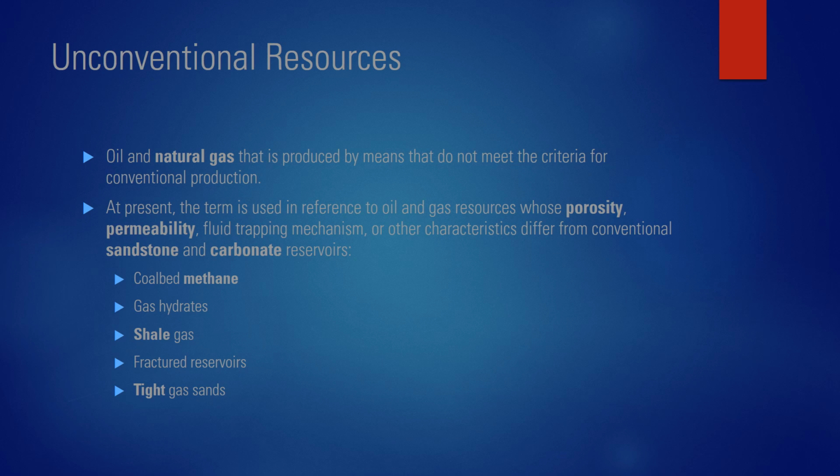Unconventional resources are oil and natural gas that is produced by means that do not meet the criteria for conventional production. At present, the term is used in reference to oil and gas resources whose porosity, permeability, fluid trapping mechanism, or other characteristics differ from conventional sandstone and carbonate reservoirs. Examples include coalbed methane, gas hydrates, shale gas, fractured reservoirs, and tight gas sands.